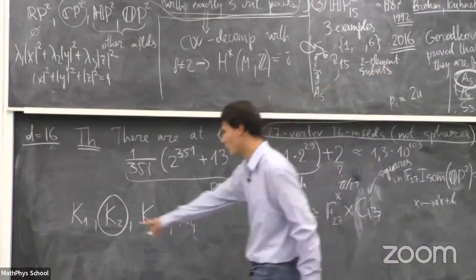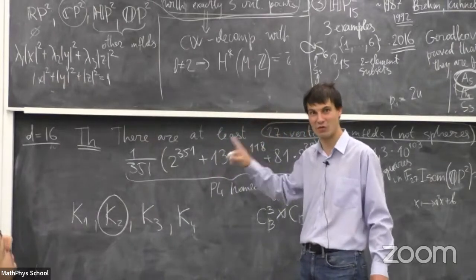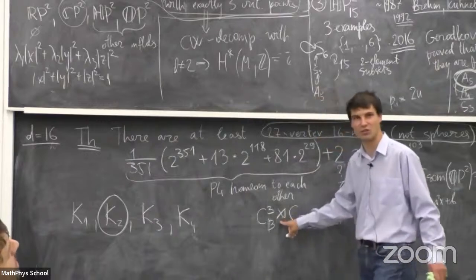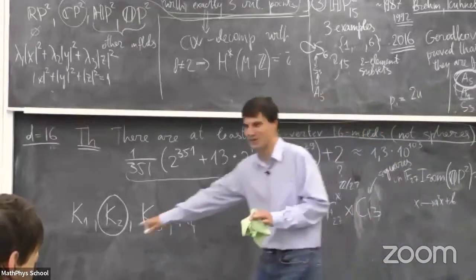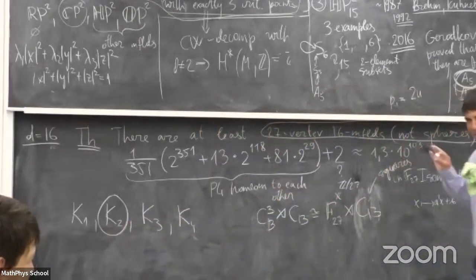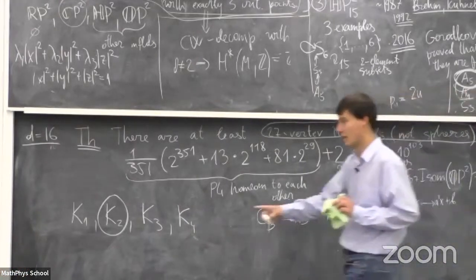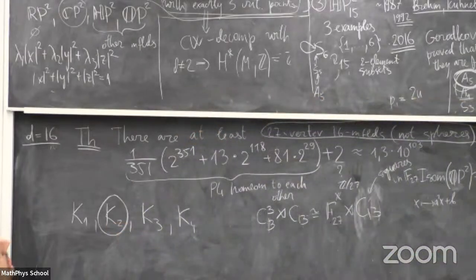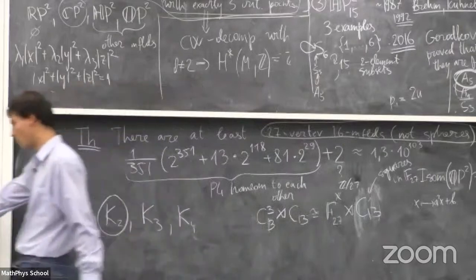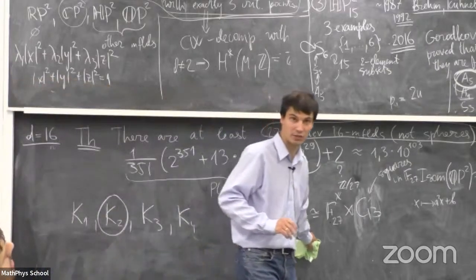I said that there are four pairwise non-isomorphic triangulations with this symmetry group. I take one of them. Well, just don't ask me why it is K2. I take one of them, and it turns out that this triangulation contains a subcomplex of this form. Moreover, it contains exactly one orbit of subcomplexes of such kind, orbit with respect to the symmetry group.